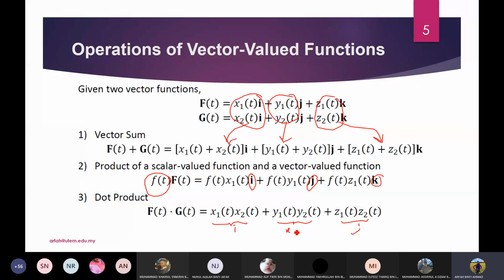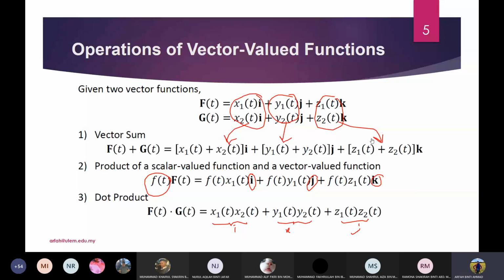Mana hilangnya I, J and K? Anyone tahu? Tengok sikit siapa in the meeting. Kau rasa mana hilangnya I, J and K? Senyap ni, budak-budak ni ada ke tak ni? Class, I'm asking a question. Where's everyone? Ada. Mana hilangnya I, J dan K for the dot product? Tak tahu lah, miss. Lain-lain, Pak Ruah ada idea tak?